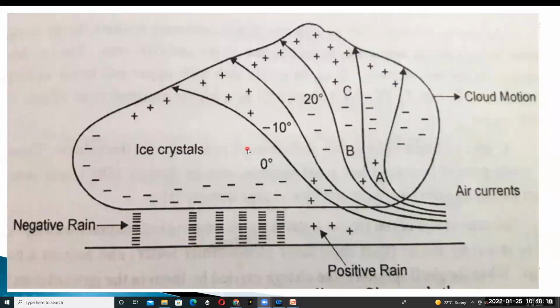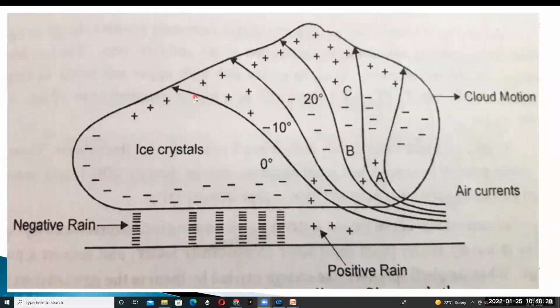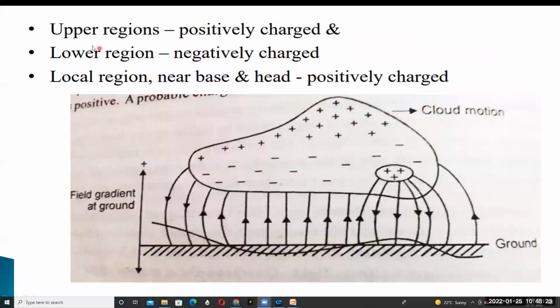This is where the different types of theories are explained, with some introduction to charge formation in the clouds. First we concentrate on how charge forms in clouds according to the Wilson theory. In this cloud, the upper region is positively charged and the lower region is negatively charged, and the local region near the base is positively charged, like this.